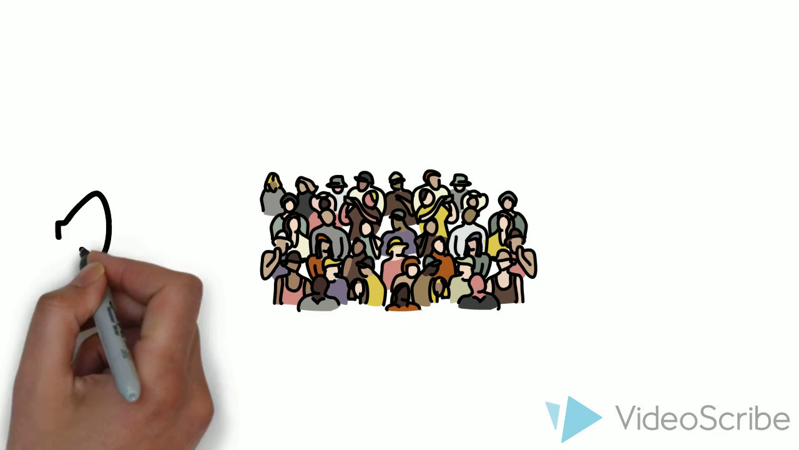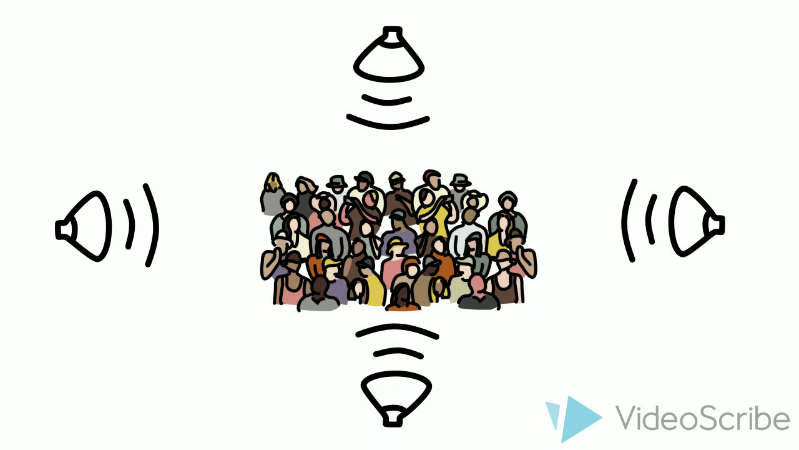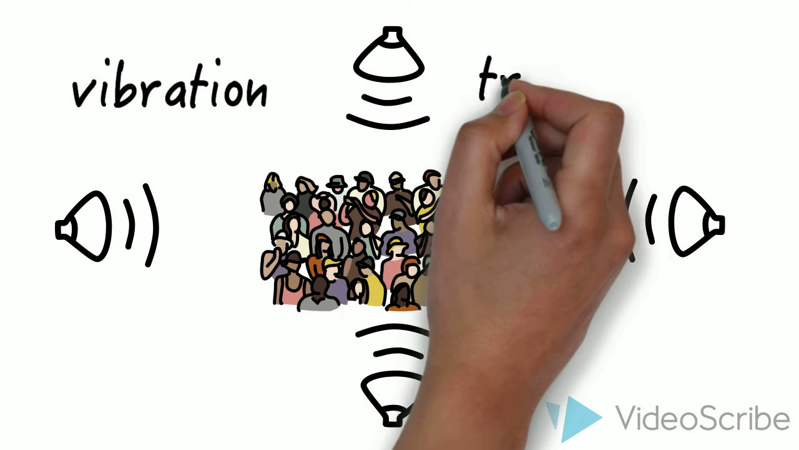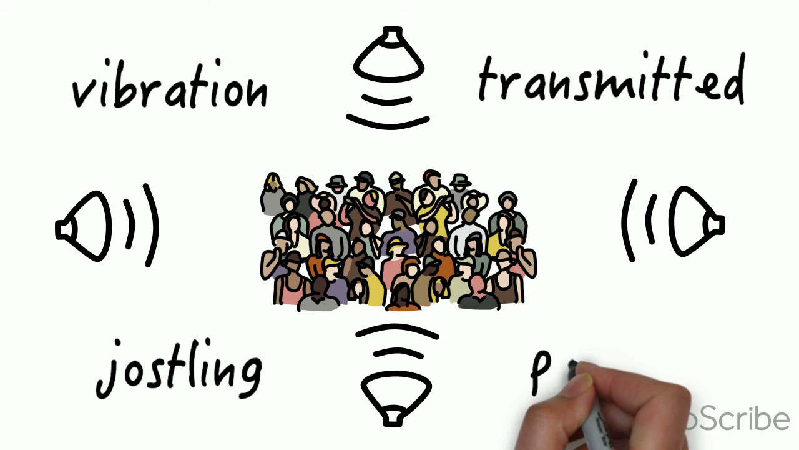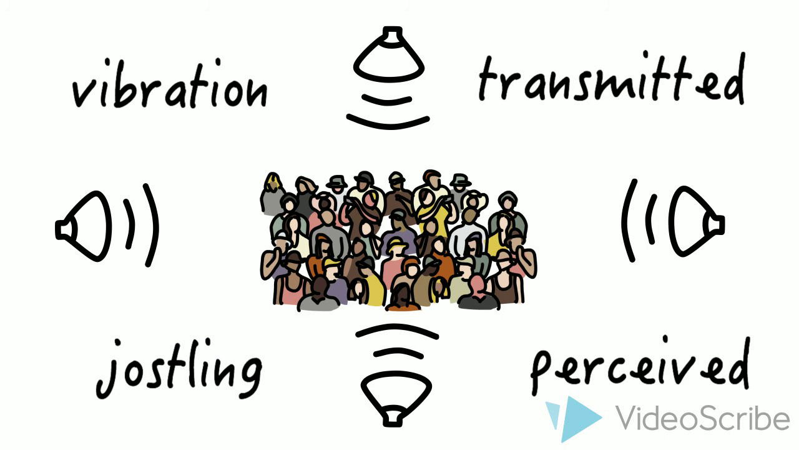Sound is all around us, and all sound starts as vibration, which is transmitted by the jostling of molecules until the jostling reaches our ears and we perceive that jostling as sound.